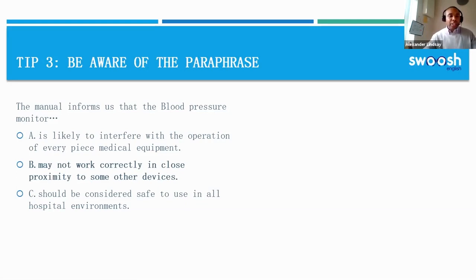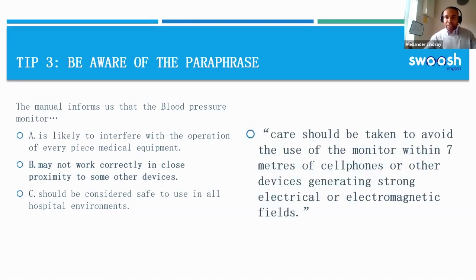So an example of that is this question from part B. It says the manual informs us that the blood pressure monitor: A, is likely to interfere with the operation of every piece of medical equipment; B, may not work correctly in close proximity to some other devices; or C, should be considered safe to use in all hospital environments. So let's actually have a look then at a section of a part B text, which is a paraphrase of one of these options. So read this carefully and then decide which one it is a paraphrase of. So let's have a look.